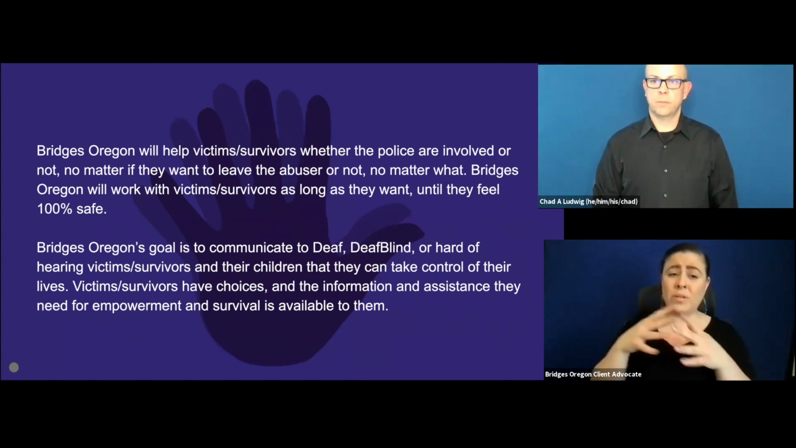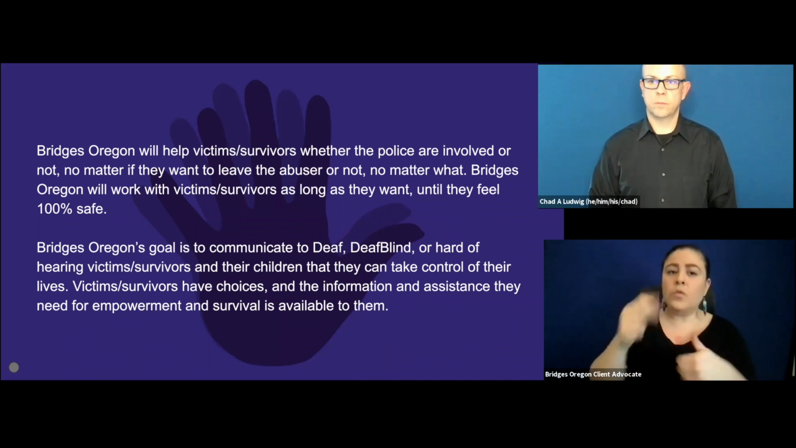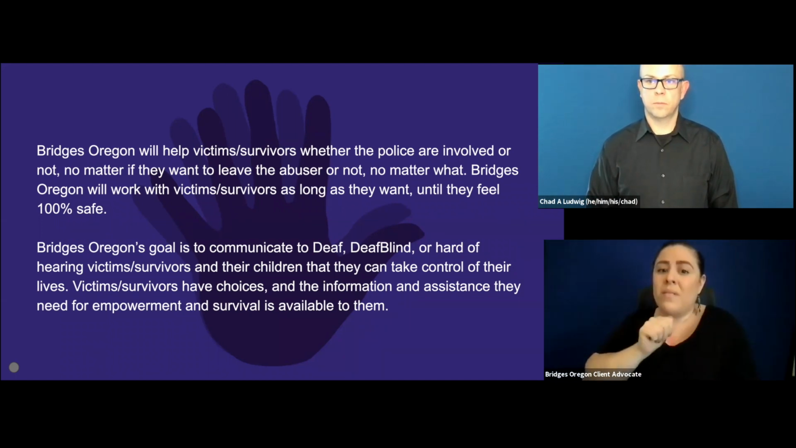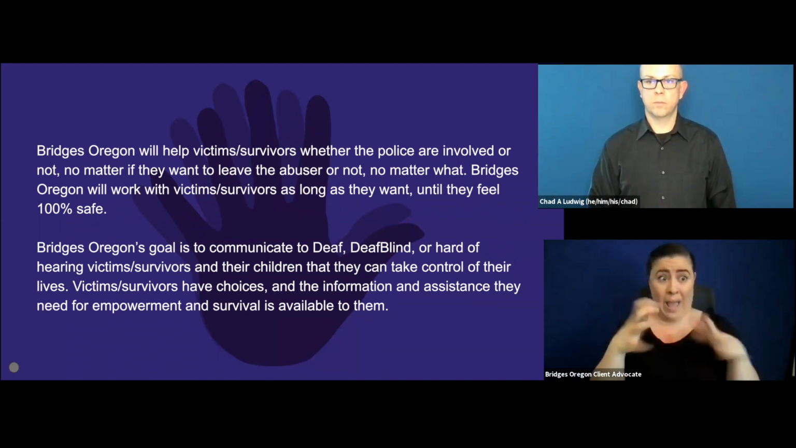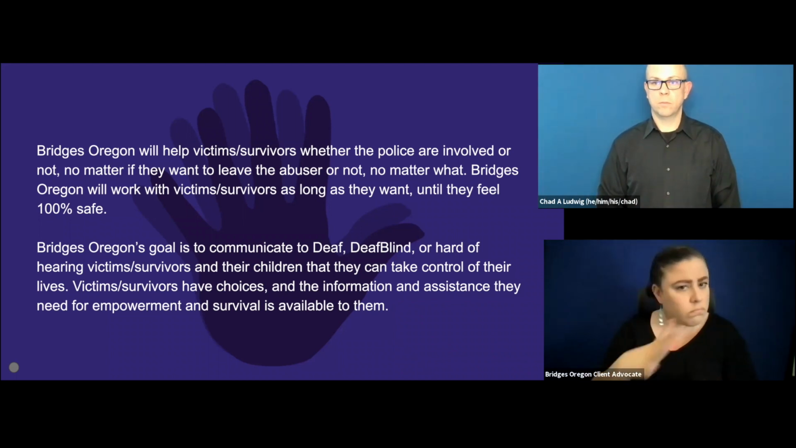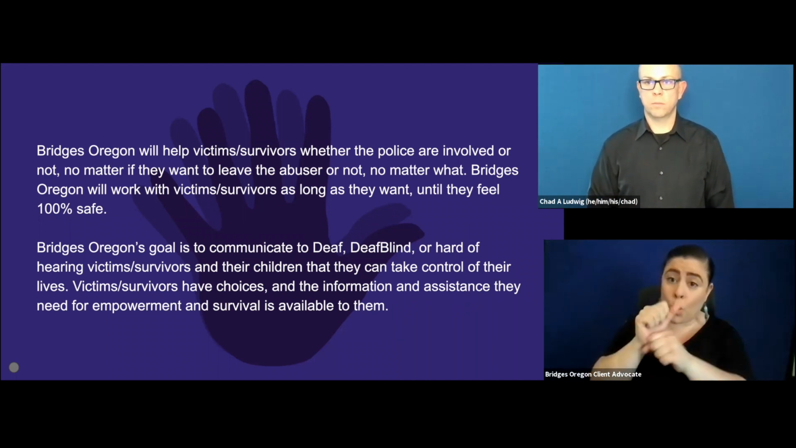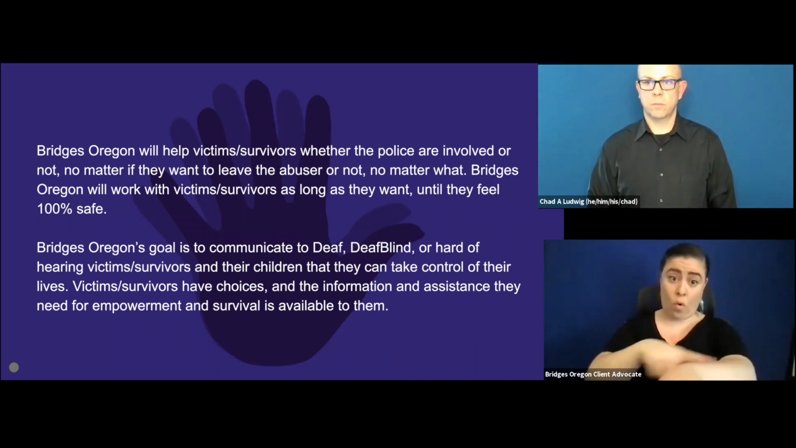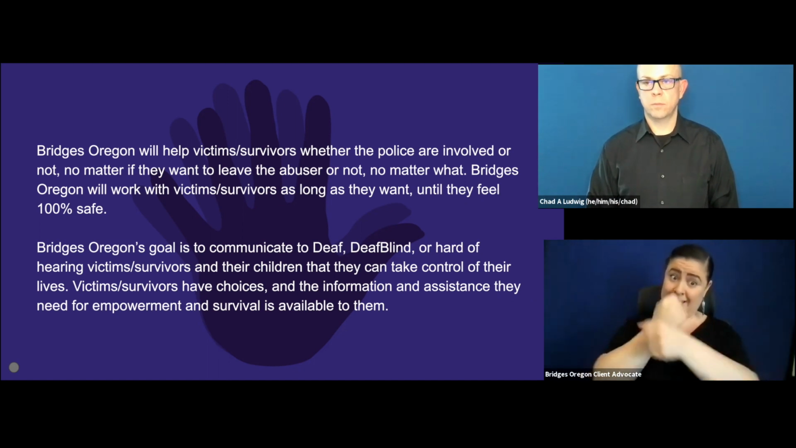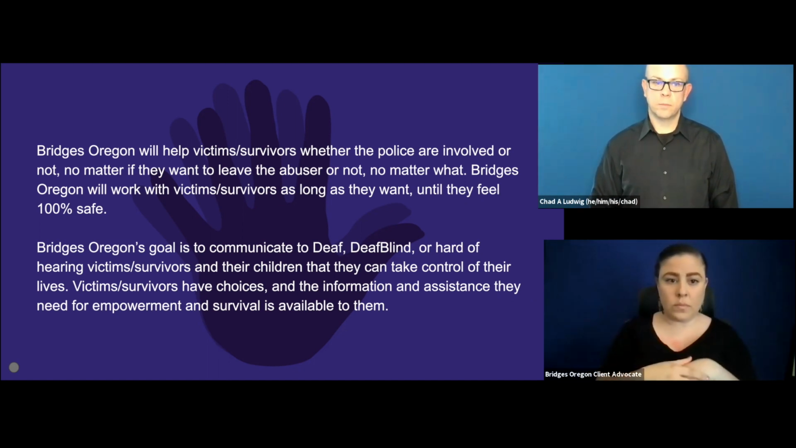And also, we're emphasizing that here at Bridges, we will help victims and survivors, whether the police are involved or not, no matter if you want to leave the abuser or not, it doesn't matter. Bridges will continue to work with the victims and survivors as long as they want until they feel 100% safe.